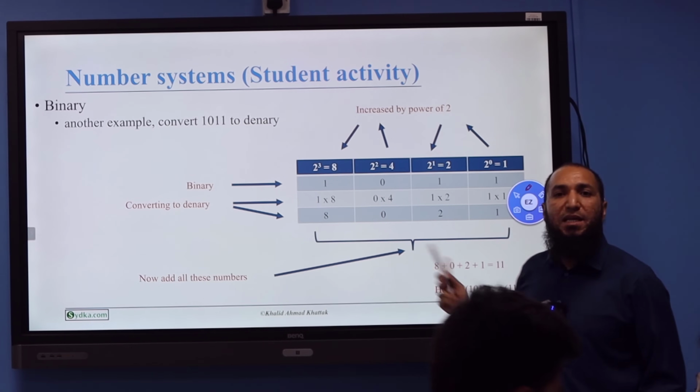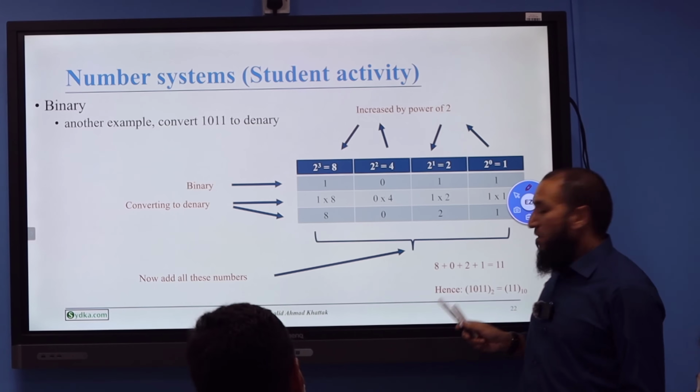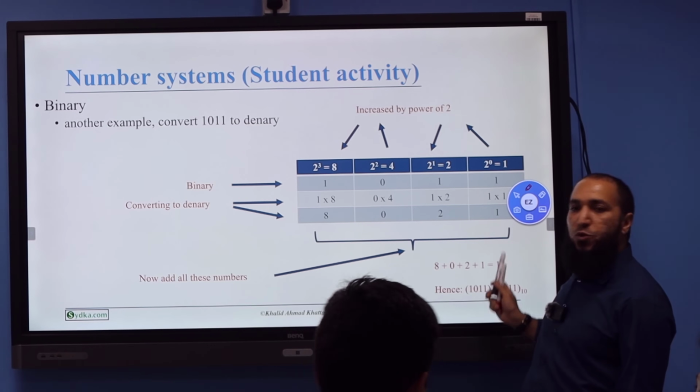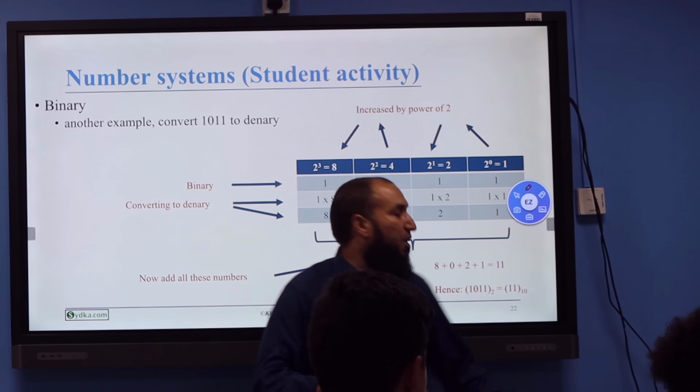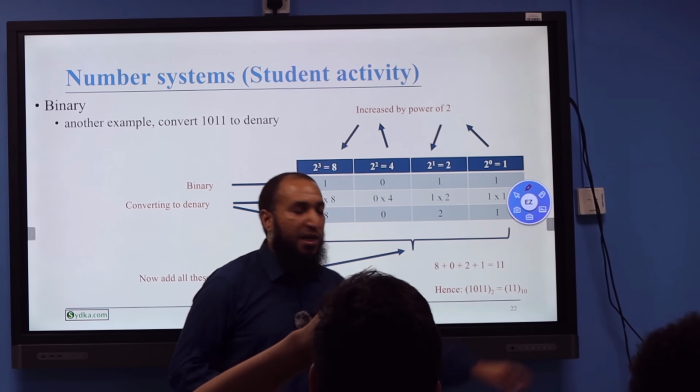The answer is what? 8 is 11. Who said 8? 8 plus 0 plus 2 plus 1 is 11. Okay? And make sure you have the base correctly done.